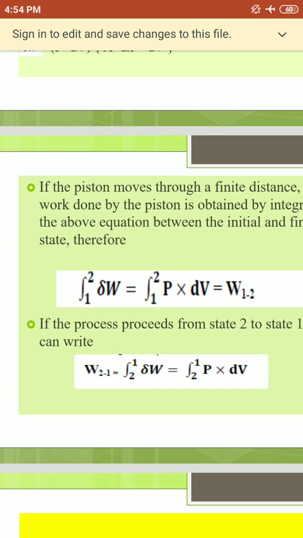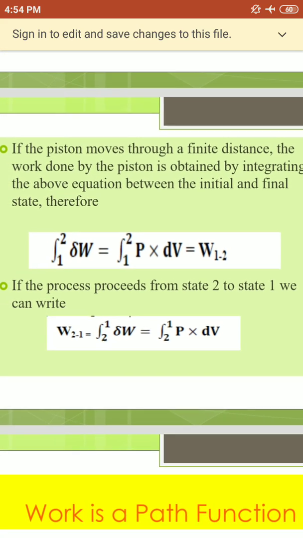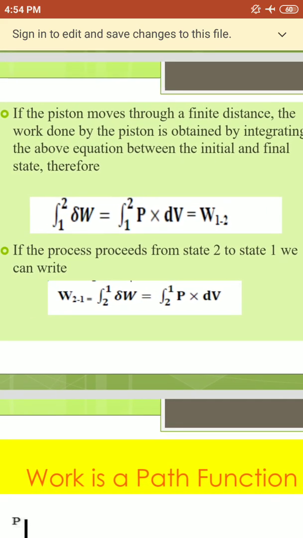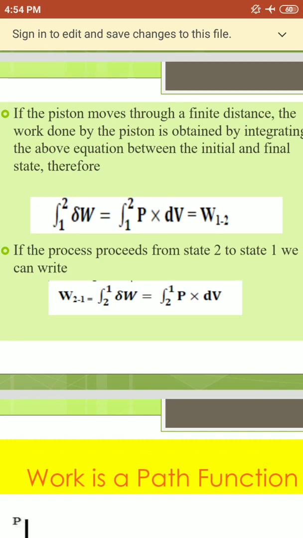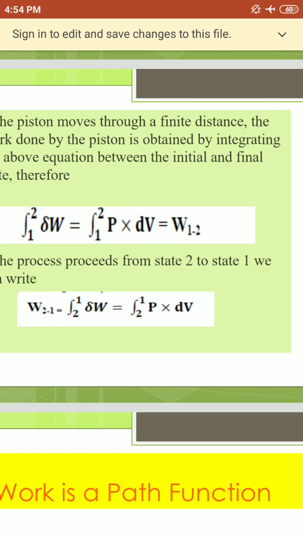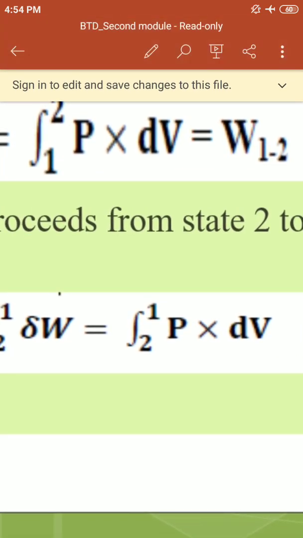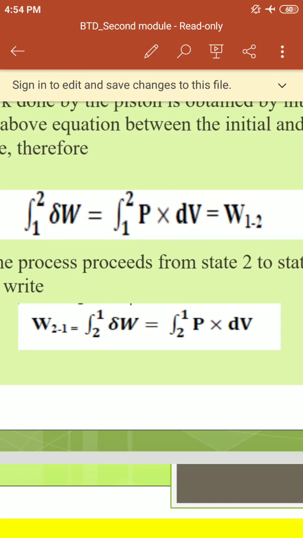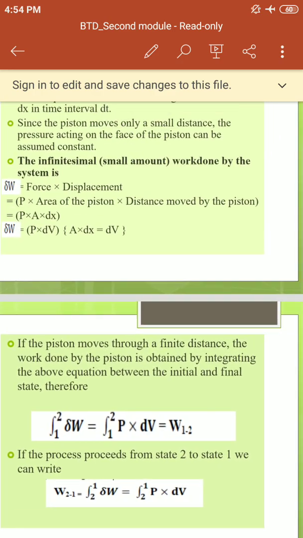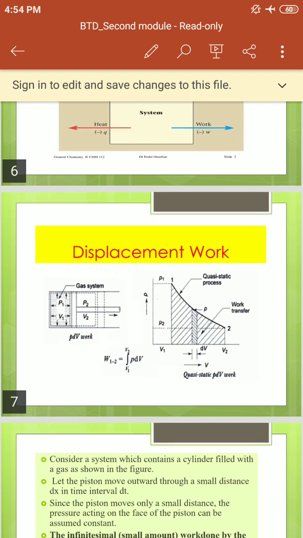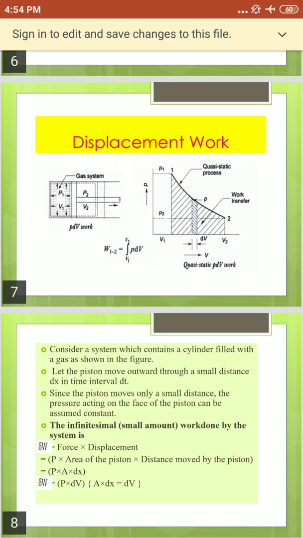Similarly, if the process proceeds from state 2 to 1, exactly opposite, W2-1 equals the integration from 2 to 1 of delta W, that is the integration from 2 to 1 of P dV. In the first process you take 1 to 2, in the second process 2 to 1. This is the general work done, displacement work. Consider the piston arrangement, with gas present inside.